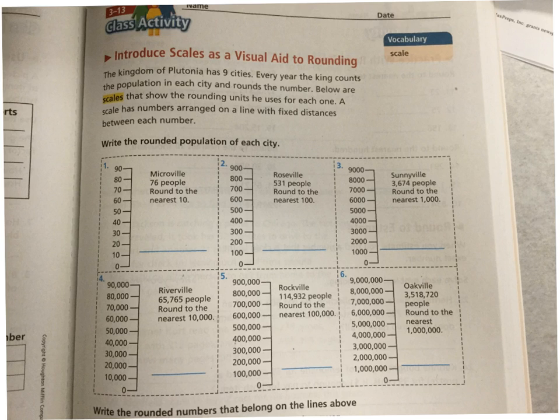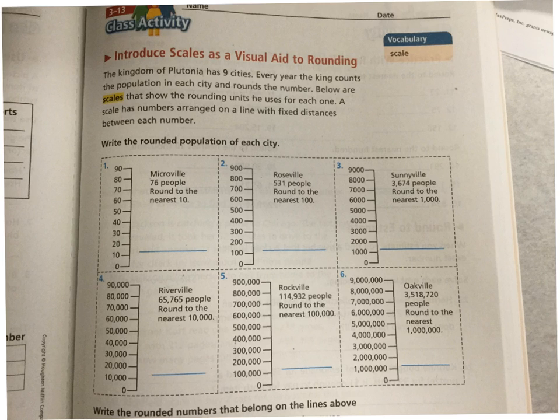On 115, we introduce a visual of what rounding looks like. Rounding is still the same. We're still going to round to the nearest place value that they're asking for. But we're going to look at what it means to round by looking at populations of cities and which number they're closest to.